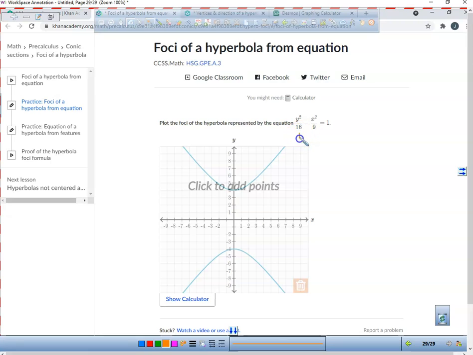So what do we have? That's our a squared, that's our b squared.